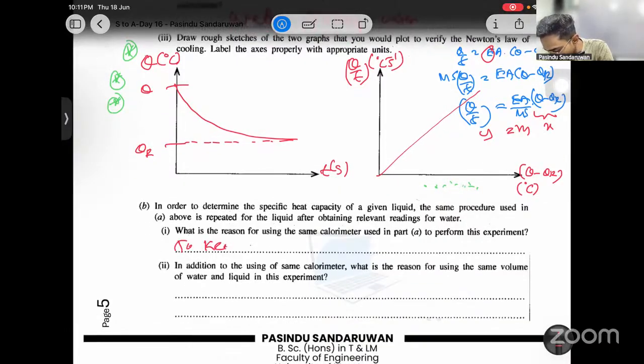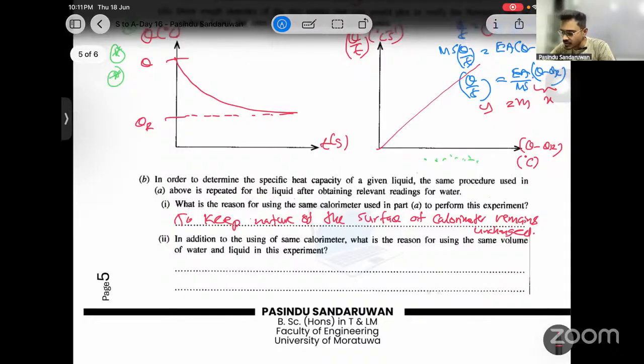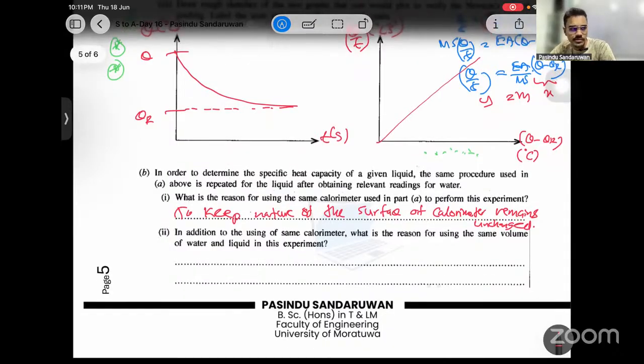To keep nature of the surface of calorimeter remains unchanged. Right? That's a common question, and that's a popular thing in the experiment.